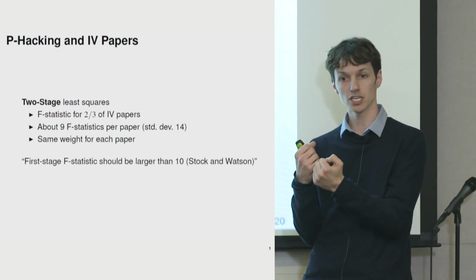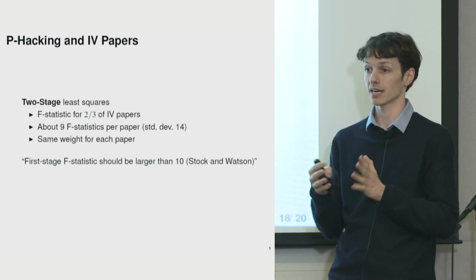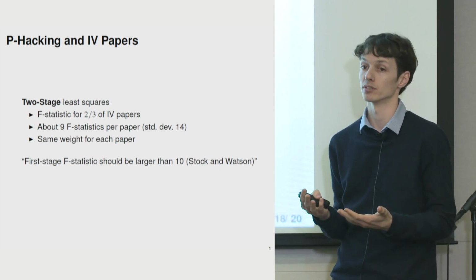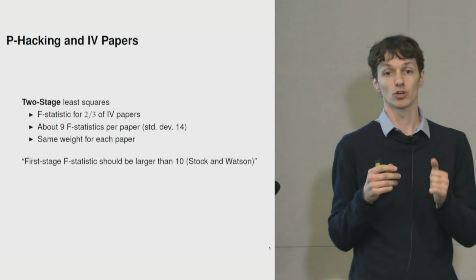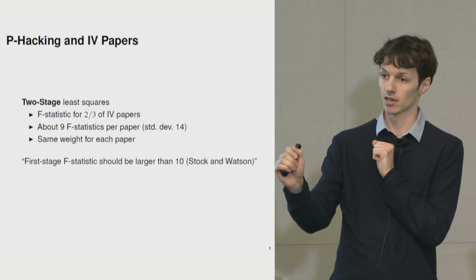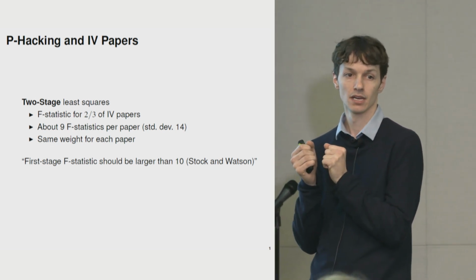So maybe the first stage helps you to get something significant in the second stage. I don't know that. I don't know how to show you something like this. I don't know whether it's happening. What I can show you is what's happening in the first stage. So I'm going to show you the distribution of F-stat. And again, the critical value, the number that you really want is 10.